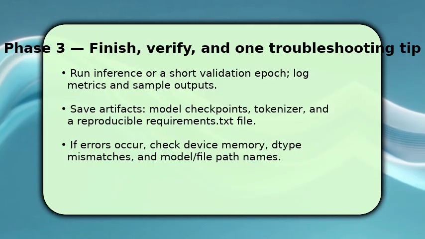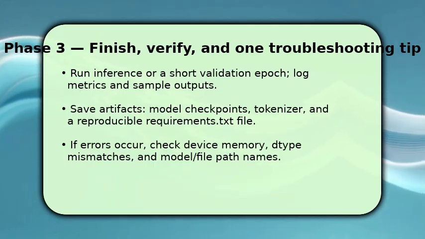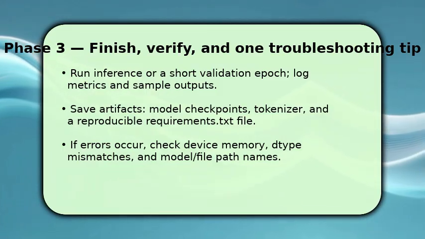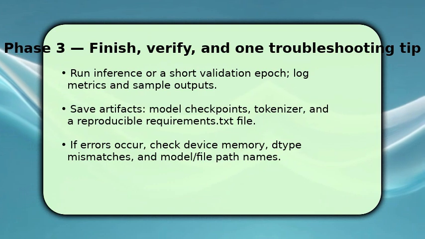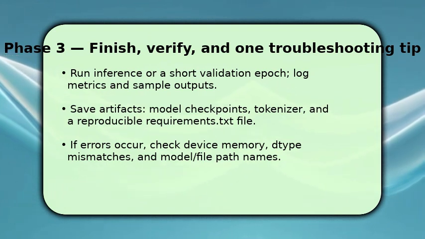If something goes wrong, first check GPU memory and dtype mismatches, then confirm file paths and model name strings. Those are the usual culprits. Finally, iterate with smaller batches or CPU runs to isolate the issue before large-scale runs.